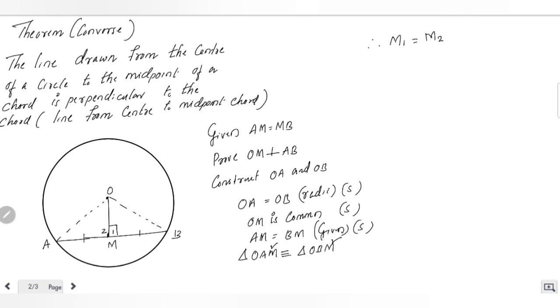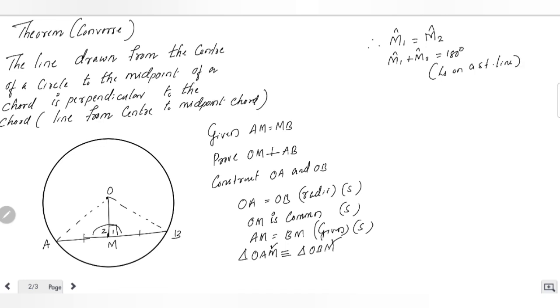But what is M1 plus M2? I'm talking about the angles. M1 plus M2 is 180 degrees, isn't it? Isn't it angles on a straight line? So 180 degrees and they are the same, isn't it? So M1 plus M2 is equal to 180 degrees. What is the reason? Angles on a straight line.